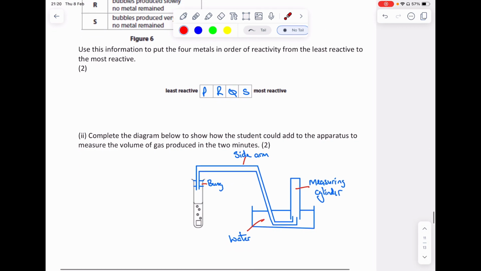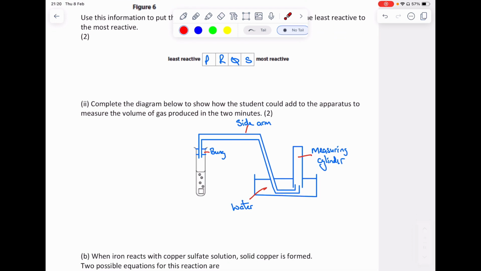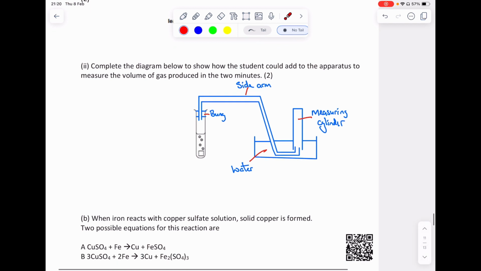Okay, we've started the picture off here with a test tube, and this is the metal and there's the gas being collected, and it wants us to show how we could use this equipment to measure a volume of gas. So what I've drawn here is a side arm, and the side arm is coming into a container of water, and this is an upside down measuring cylinder, so I can record the volumes here, and making sure I've got a bung here so the gas cannot escape out of the test tube.